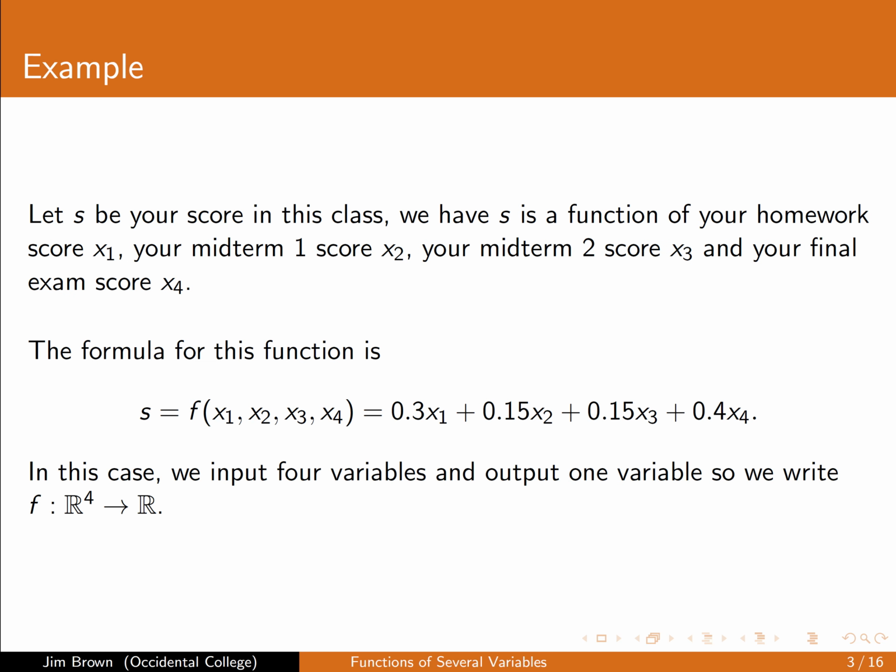And in this case, notice we have four independent variables. We have four input variables and one output variable. So this is a function that goes from R4, because we have four different real numbers inputting, and goes to R1 because we have one output variable.